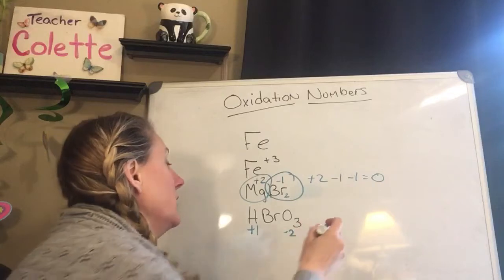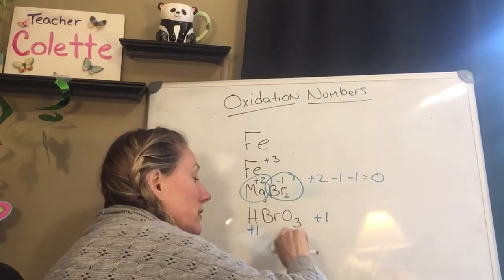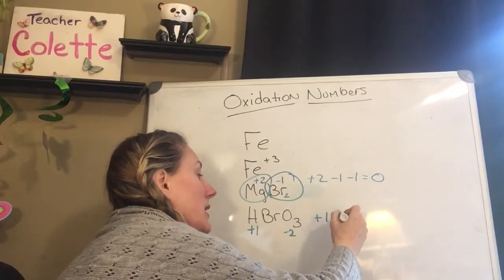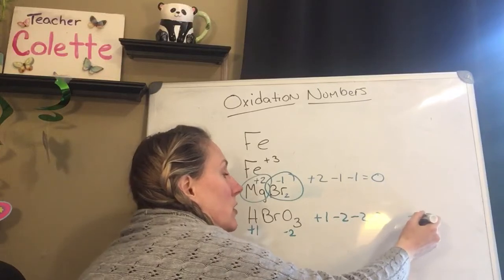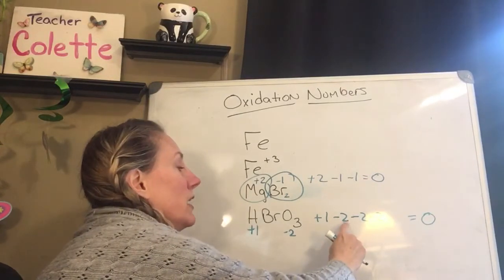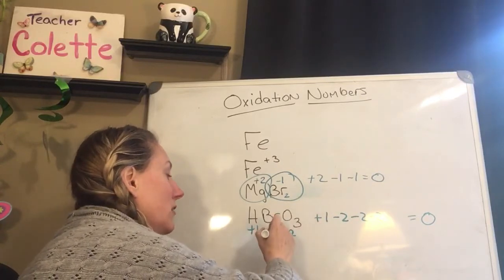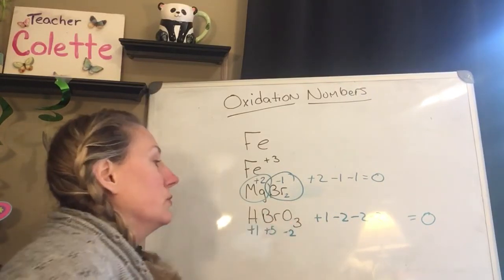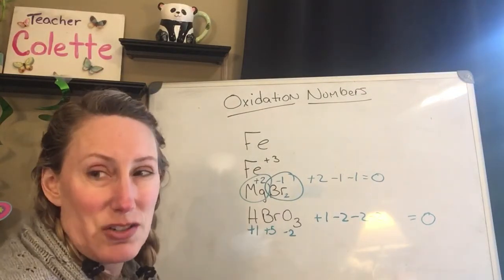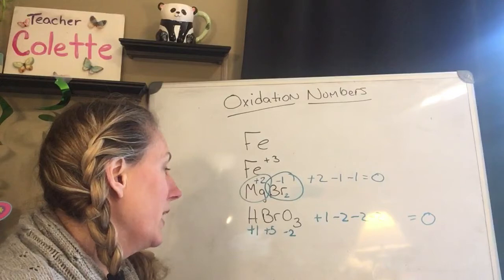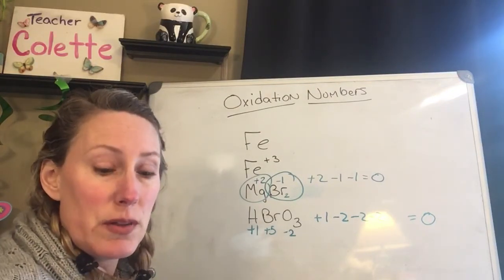To calculate that, we would do +1, there's 3 oxygens, so that'd be -2, -2, -2. But we want to get an overall charge of 0. So if we have -2, 4, 6, +1 is -5, this has to be a +5 to give us an overall charge of 0. So you're just assigning a charge to these. But again, it's theoretical, it doesn't really happen, but we want to be able to see where the electrons are going.